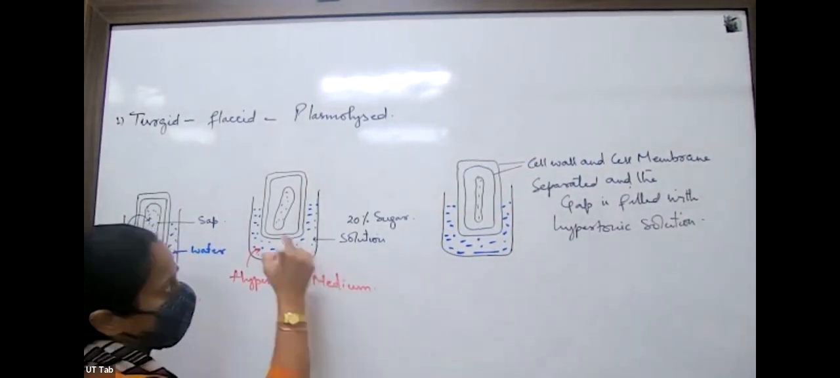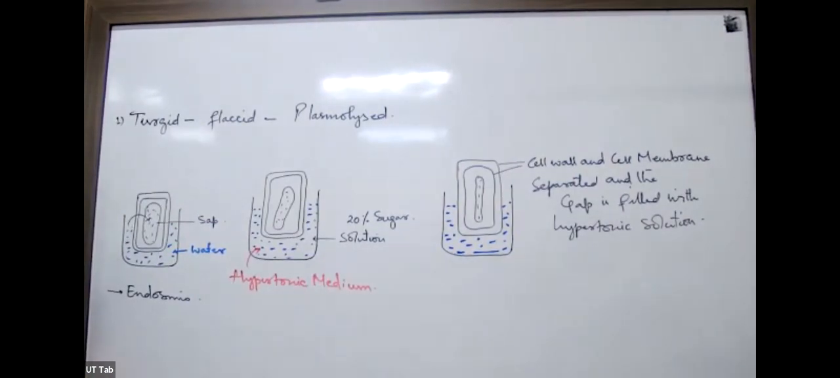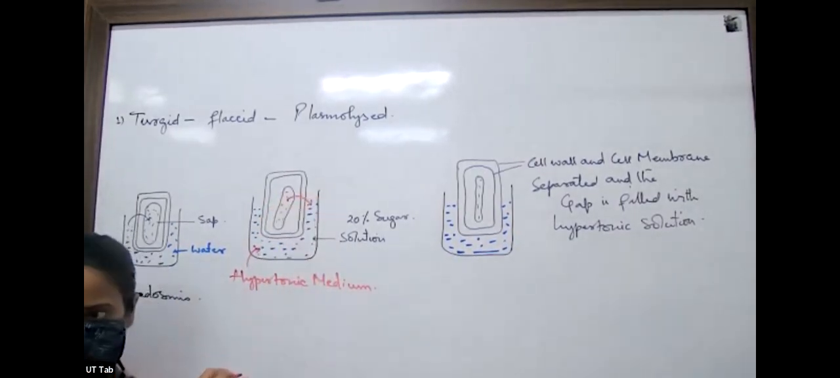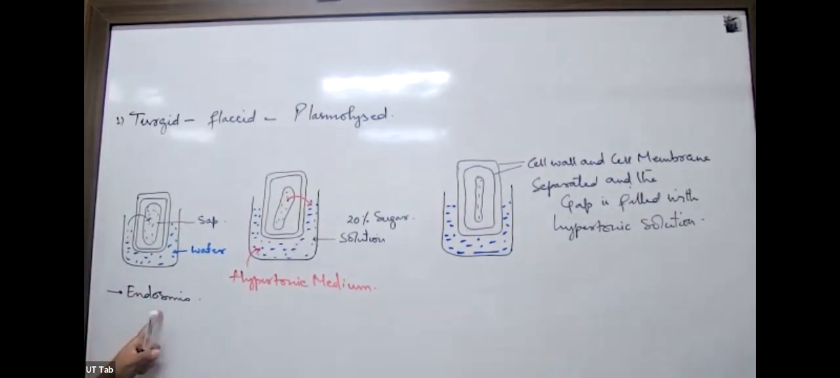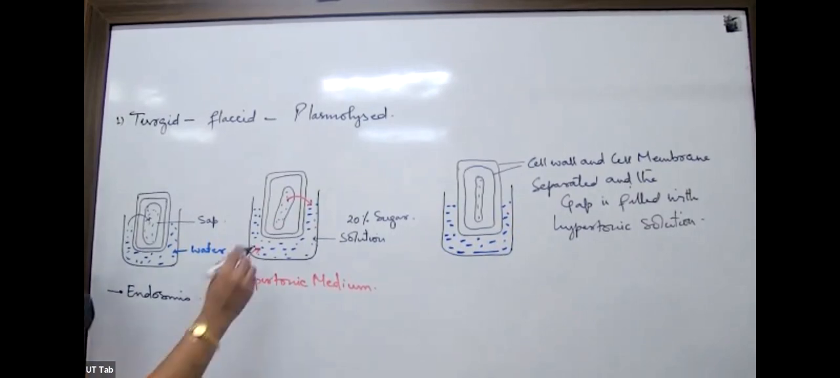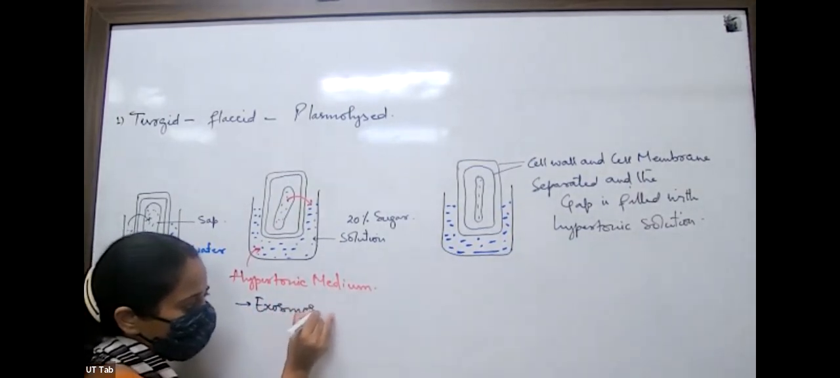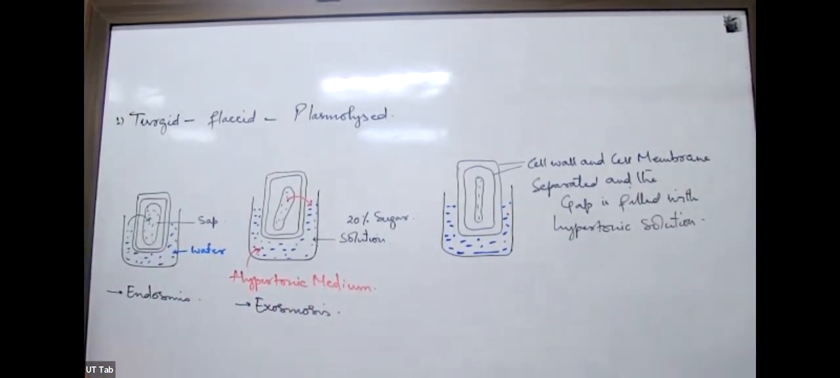In a hypertonic medium, what will be the behavior of this cell? Will it show endoosmosis or exosmosis? Exosmosis. This cell will show the process of exosmosis. What is the definition of exosmosis? The reverse of endoosmosis is exosmosis: outward diffusion, outward movement. So in this cell, the process of exosmosis is happening.